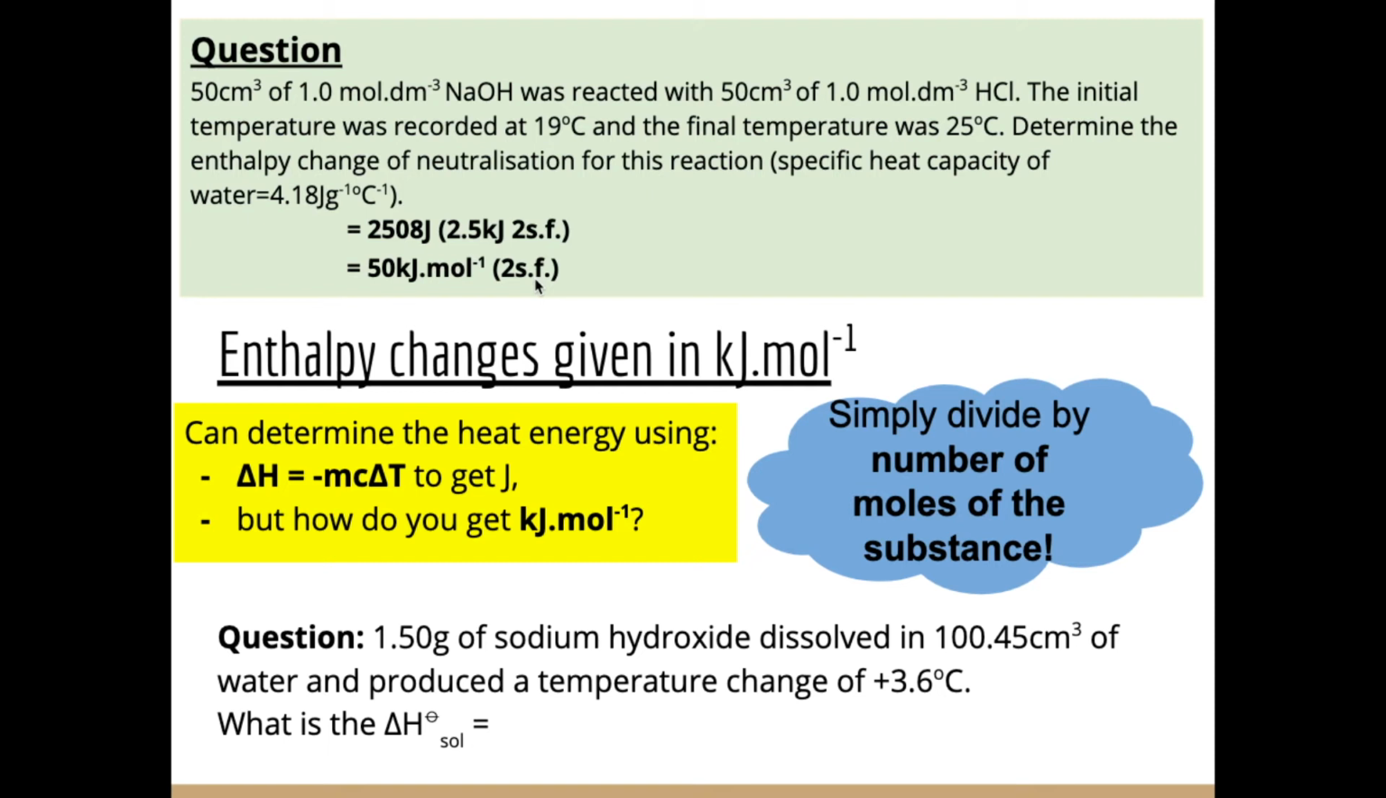1.50 grams of sodium hydroxide dissolved in 100.45 centimeters cubed of water and produced a temperature change of 3.6 degrees Celsius. What is the delta H plimsoll? So we've done this at standard conditions. Last lesson, we discussed the symbol plimsoll, and we said that that means it's at standard conditions. So let's do the same thing.